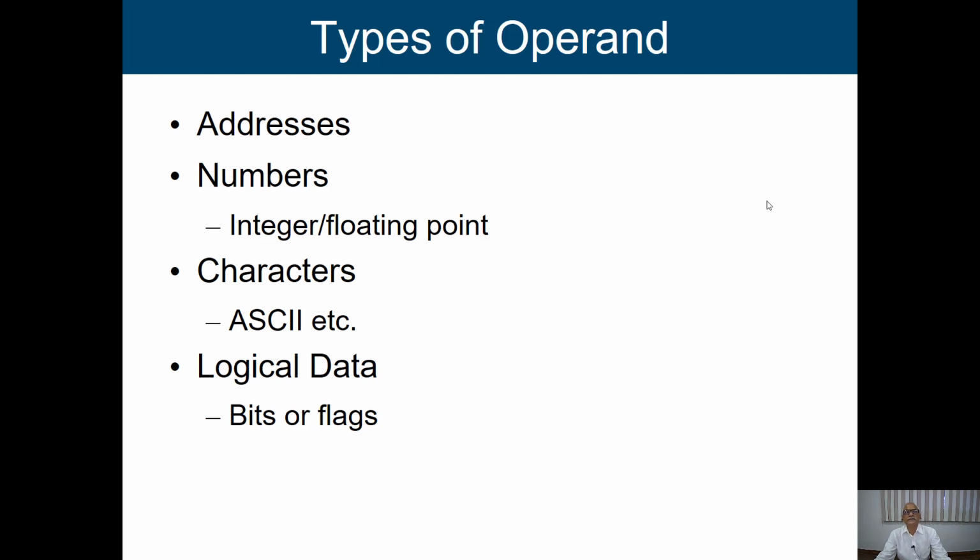One is addresses. That means some of the operands may be residing in the main memory, so we have to give the address in the instruction itself to bring this particular operand from the memory. So this is the type of operand where the type is an address of a memory location, or maybe it may be an address of an IO device also. So addresses can also come as an operand.